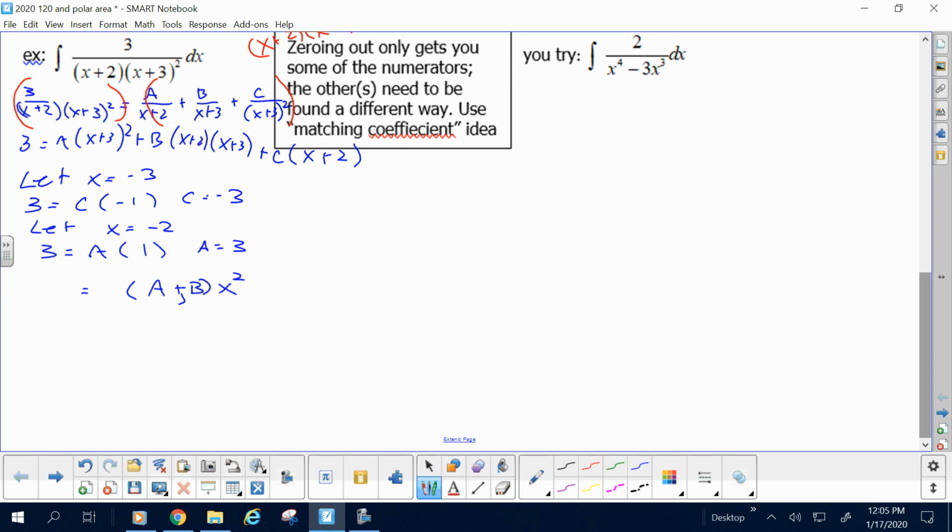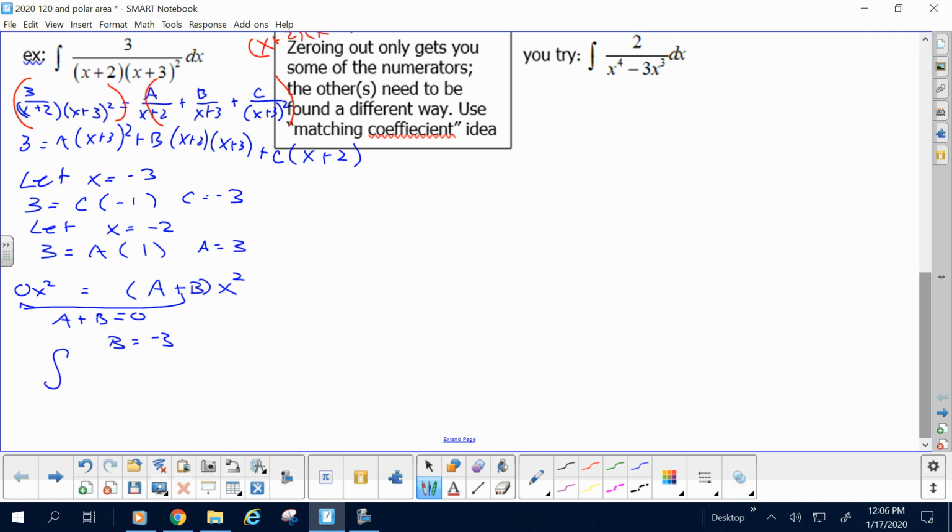How many x squareds are there on this side? None. There are none. So that implies that A plus B must be nothing. You follow? Because there are no x squareds on the left, there has to be no x squareds after it's all said and done on the right. Well, if A plus B is 0 and A is 3, then B must be negative 3.